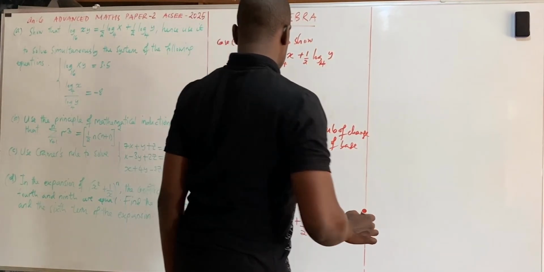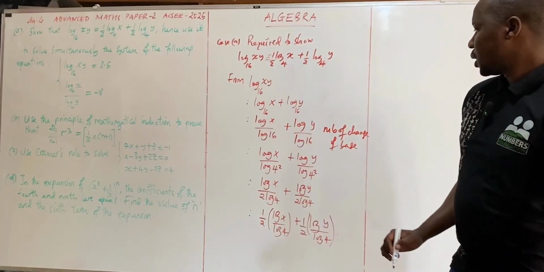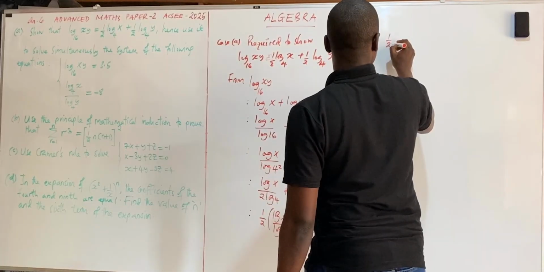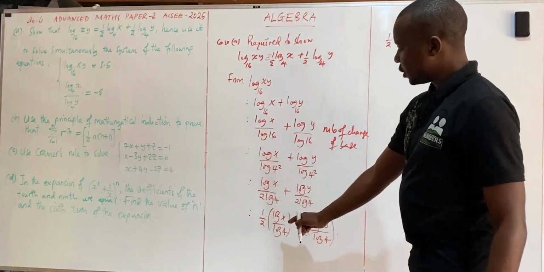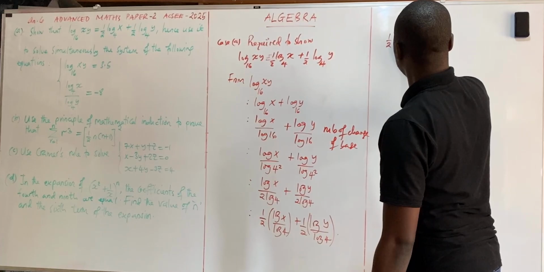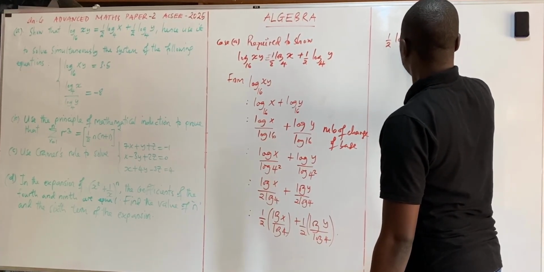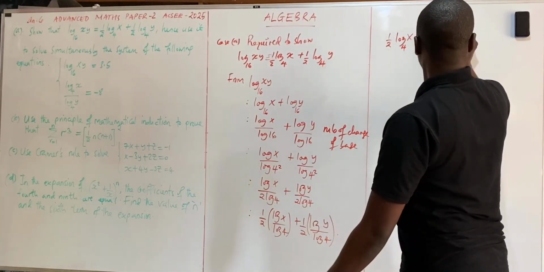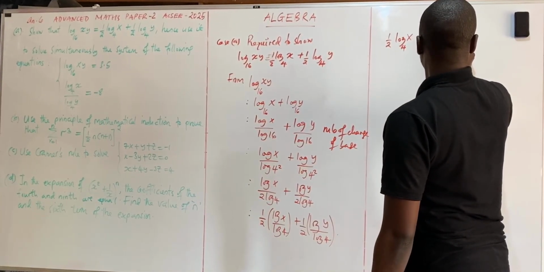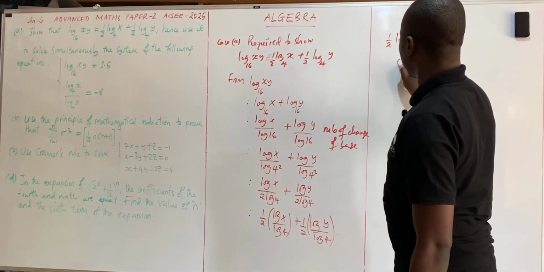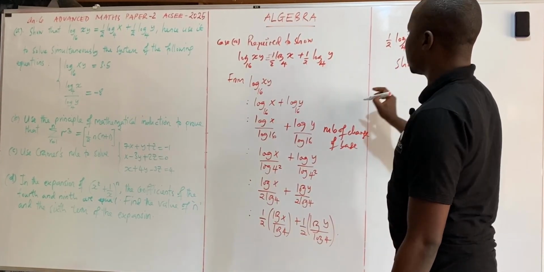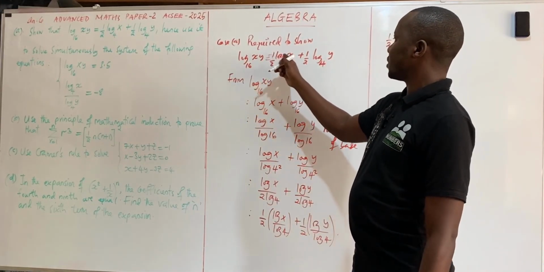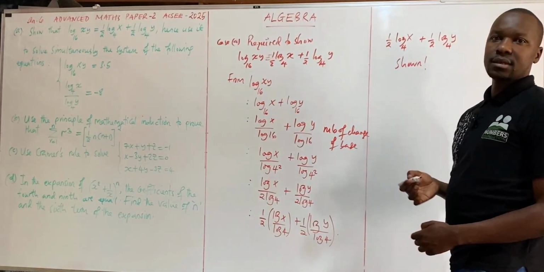When reaching that stage, we can go back to the rule of change of base. So here we have 1 over 2, then log of x divided by log of 4 to base 10 becomes log of x to base 4. Then we plus 1 over 2 log of y to base 4. Up to this point we have shown that log of the product of x and y to base 16 equals the expression on the right.